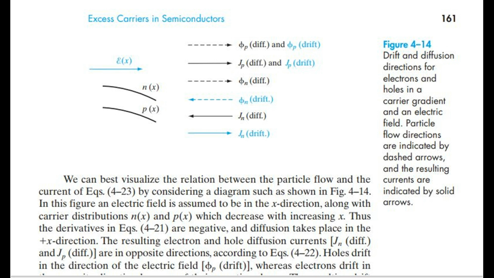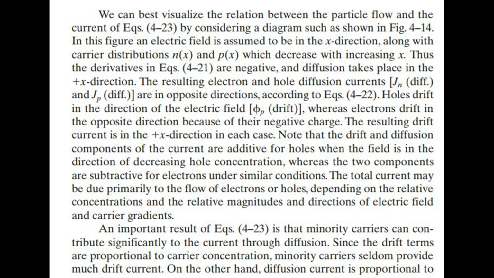Thus the derivatives in EQs 4-21 are negative, and diffusion takes place in the plus x direction. The resulting electron and hole diffusion currents, J_n,diff and J_p,diff, are in opposite directions, according to EQs 4-22. Holes drift in the direction of the electric field, J_p,drift, whereas electrons drift in the opposite direction because of their negative charge. The resulting drift current is in the plus x direction in each case.